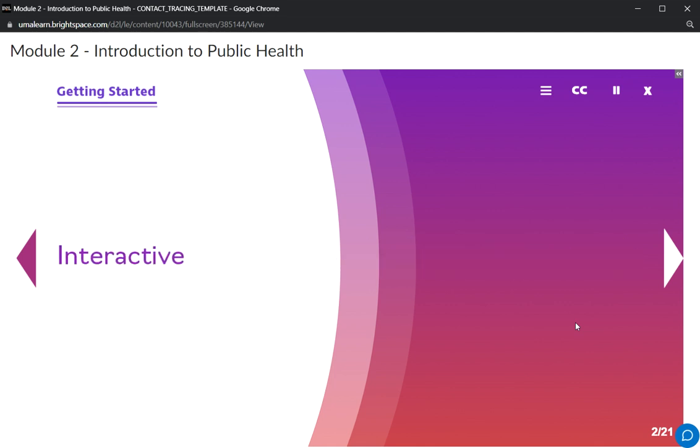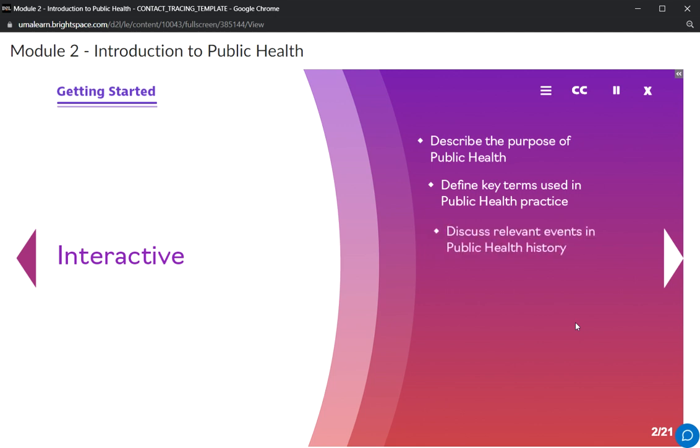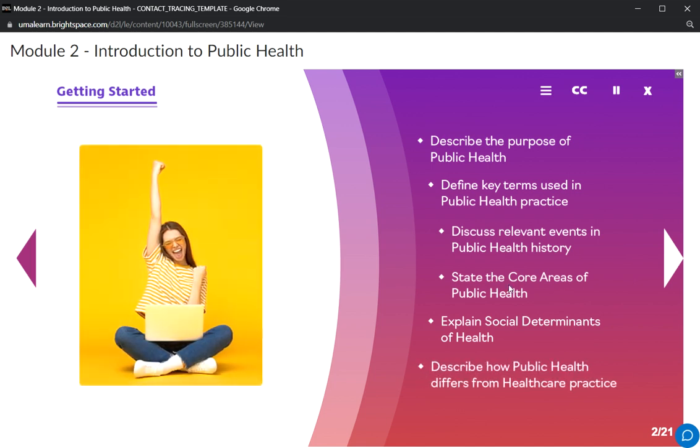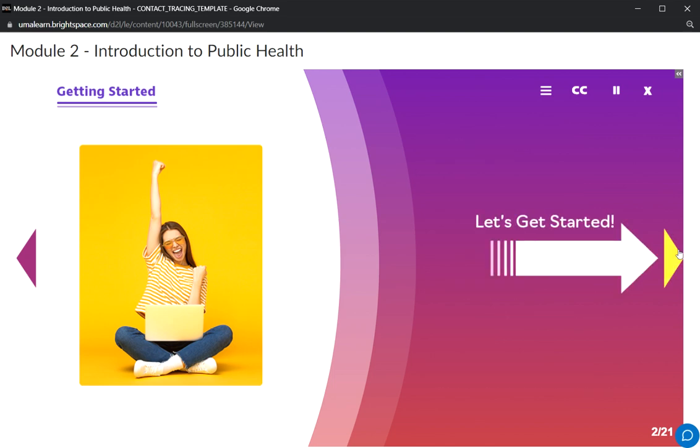After successfully completing this module, you'll have the tools to describe the purpose of public health, define key terms used in public health practice, discuss relevant events in public health history, state the core areas of public health, explain social determinants of health, and describe how public health differs from healthcare practice. Click the arrow on the right to begin exploring the world of public health practice.